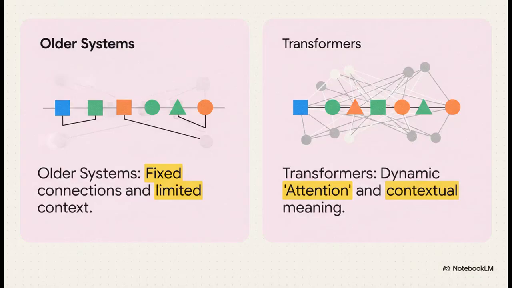The huge technological leap that really unlocked all this was the transformer architecture and its key innovation, something called attention. See, older systems had these fixed, limited connections, but attention allows every single token to dynamically look at and weigh its relationship to every other token, no matter how far apart they are. That's the secret sauce that unlocks true contextual meaning.